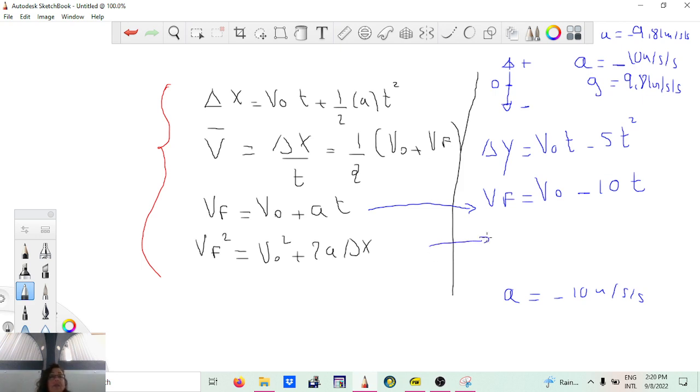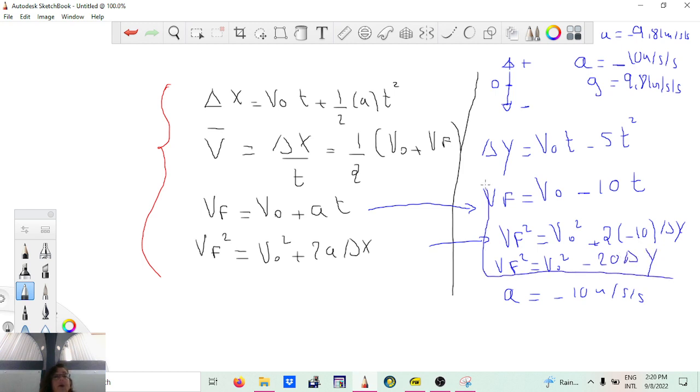What about here? What do I get? V final squared equals V initial squared plus 2 a delta x. Very good. You replace delta x by delta y. Don't be shy, okay? So V f squared equals V zero squared, and 2 times negative 10 is going to be negative 20.